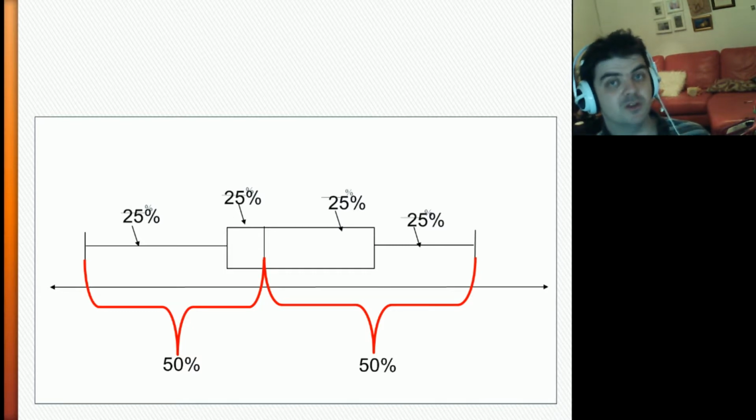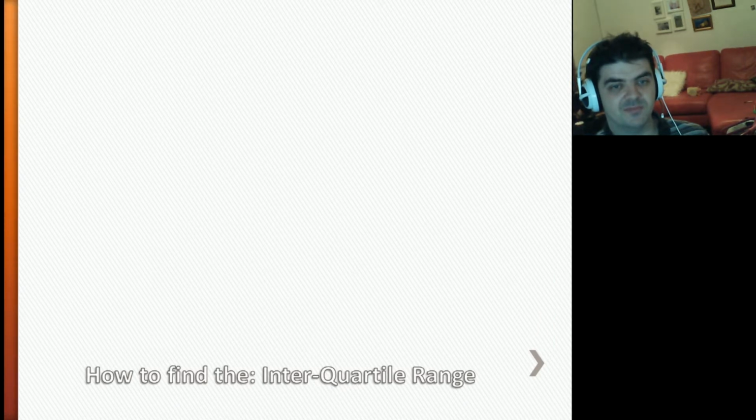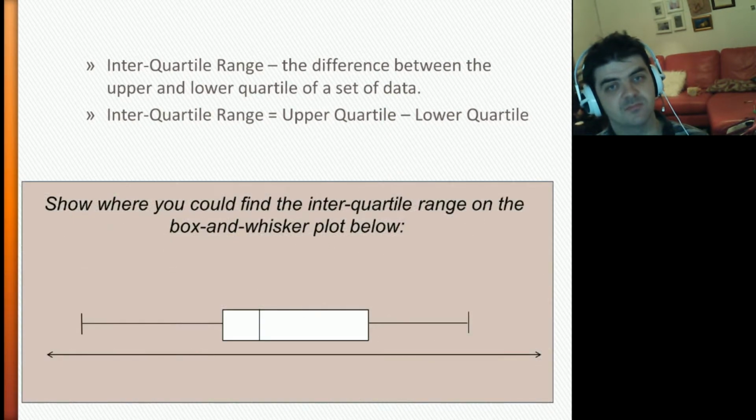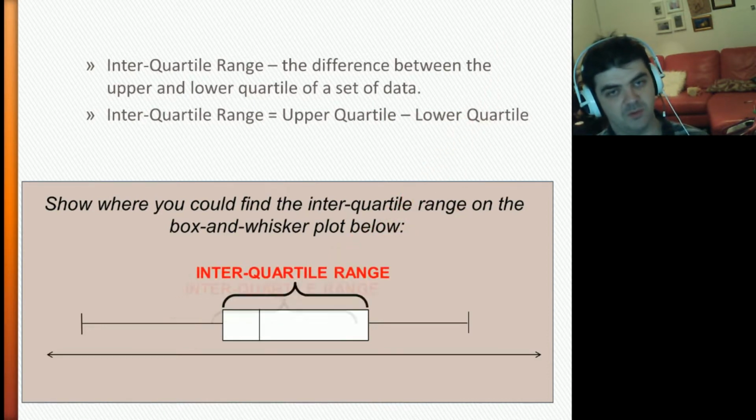Similarly, that's 25% of the data, and the lower part of the box is 25% of the data. Okay, and when we're talking about how we're going to interpret these, we're going to talk about consistency and how spread out some of the data is. So just to recap, the interquartile range is the difference between the upper and lower quartile of a set of data. The interquartile range is the upper quartile take away the lower quartile. So if I asked you to label this box and whisker plot with where you'd find the interquartile range, you would just throw a box around your upper and lower quartile, like so.